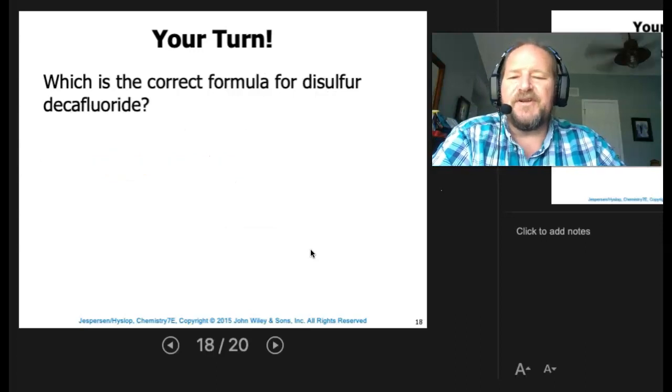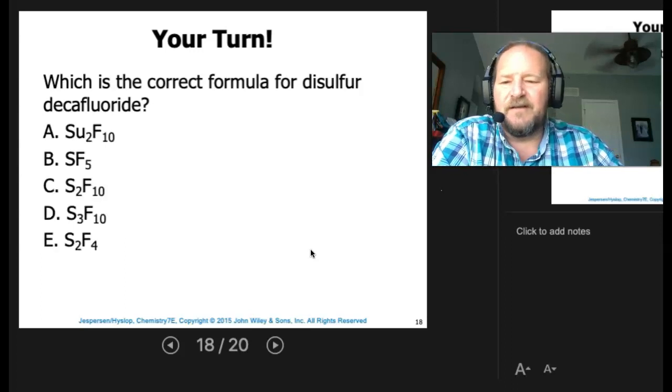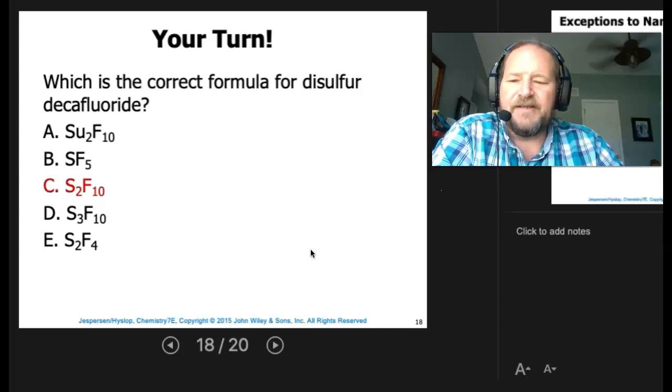All right, which is the correct formula for disulfur decafluoride? Disulfur decafluoride. And the answer is C again, S2F10.